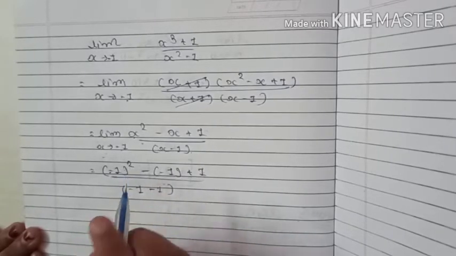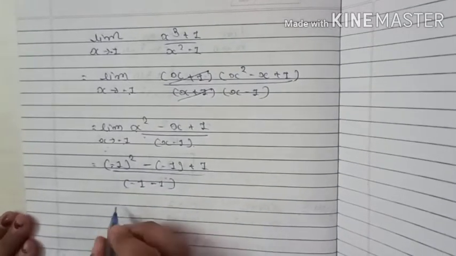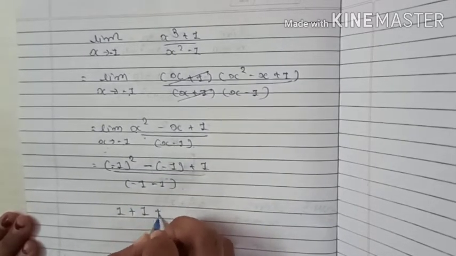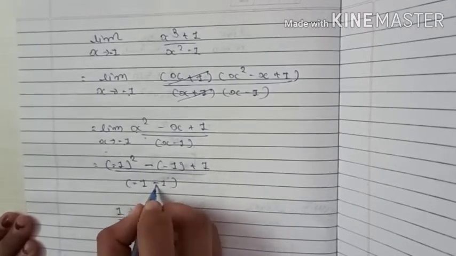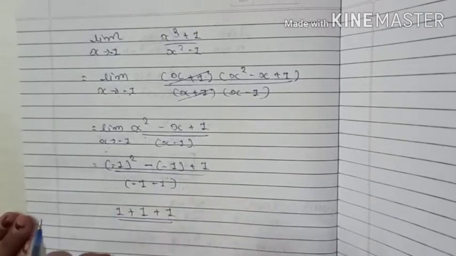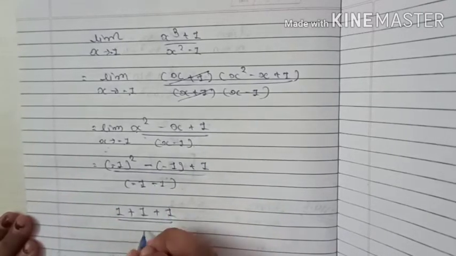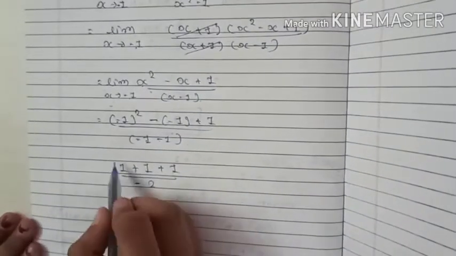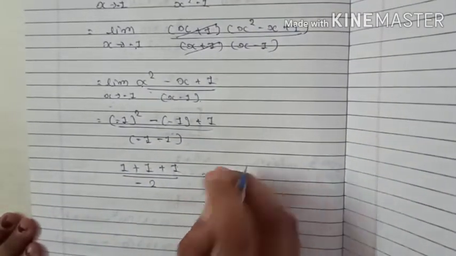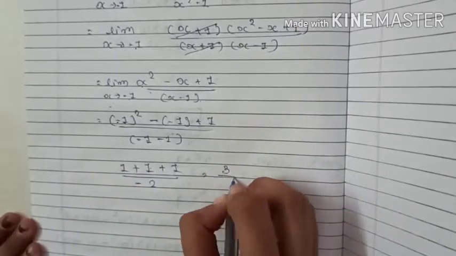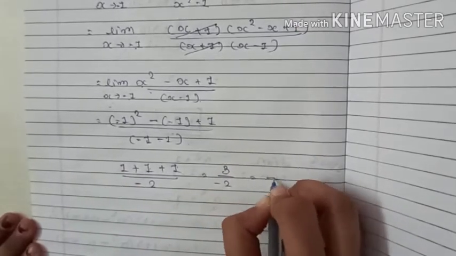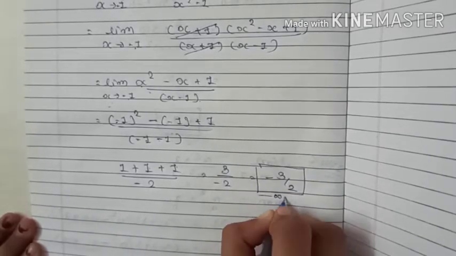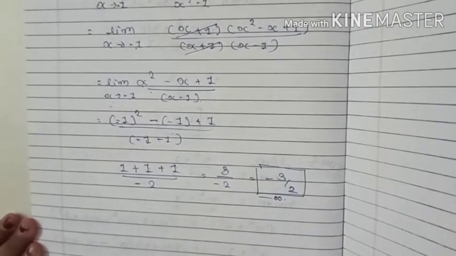Minus 1 square always comes plus 1. Plus 1 upon minus, but the sign will be minus. So 1 plus 1 plus 1, 3 by minus 2. Answer will be minus 3 by 2. Understood?